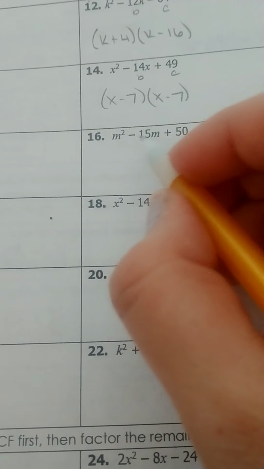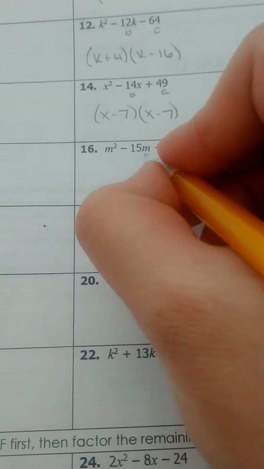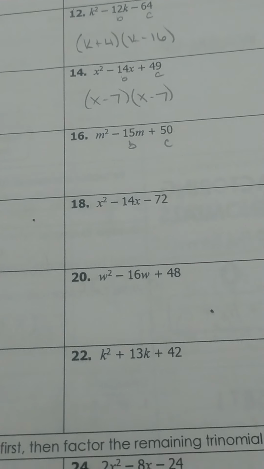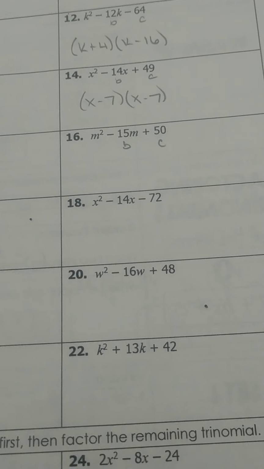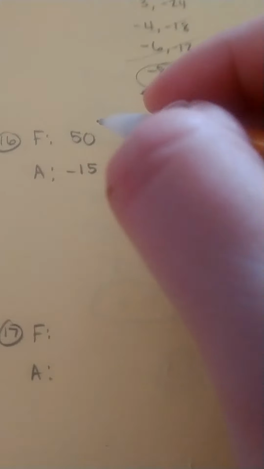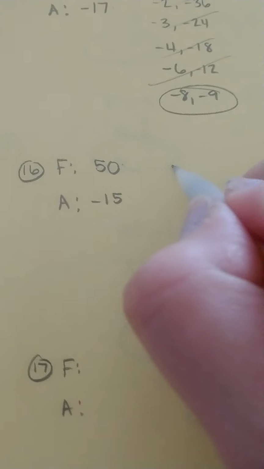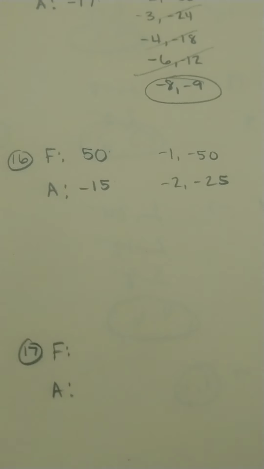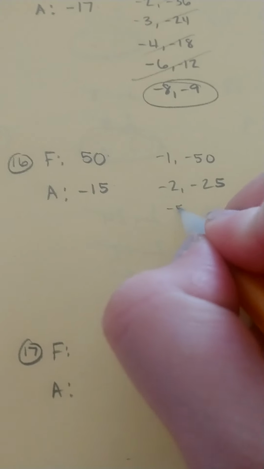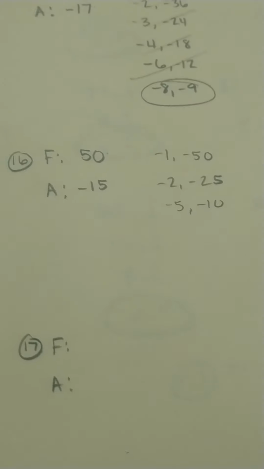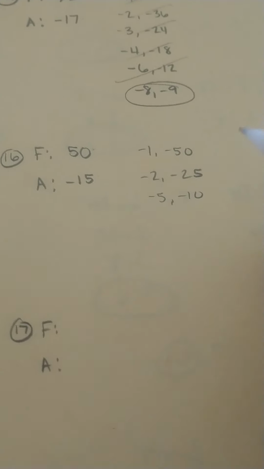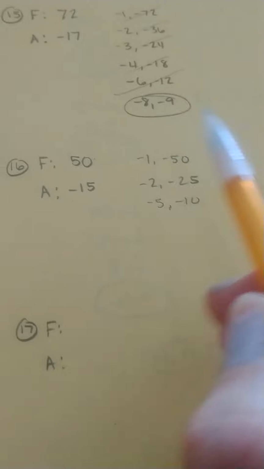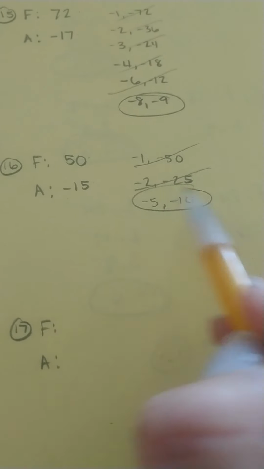Number 16, you've got m squared minus 15m plus 50. So that's B, that's C. So I have factors of 50 that add to give you a negative 15. Positive, negative, I'm dealing with doubles, so negative 1, negative 50. Negative 2, negative 25. 3 does not go in. 4 does not go in. 5 goes in 10 times. 6 does not, 7 does not, 8 does not, 9 does not, and then we're back to 10. So I want negative 15. No, that's the only option you've got. So negative 5 and a negative 10.